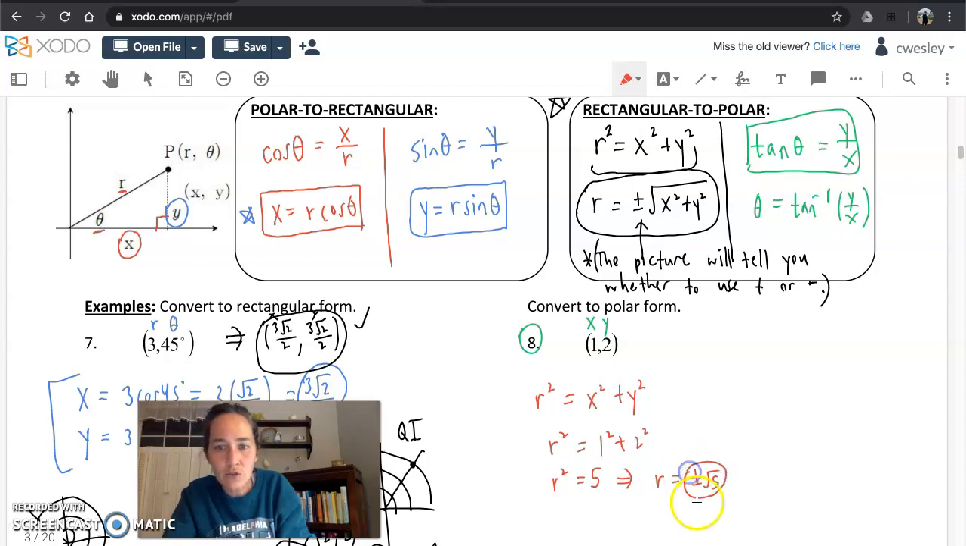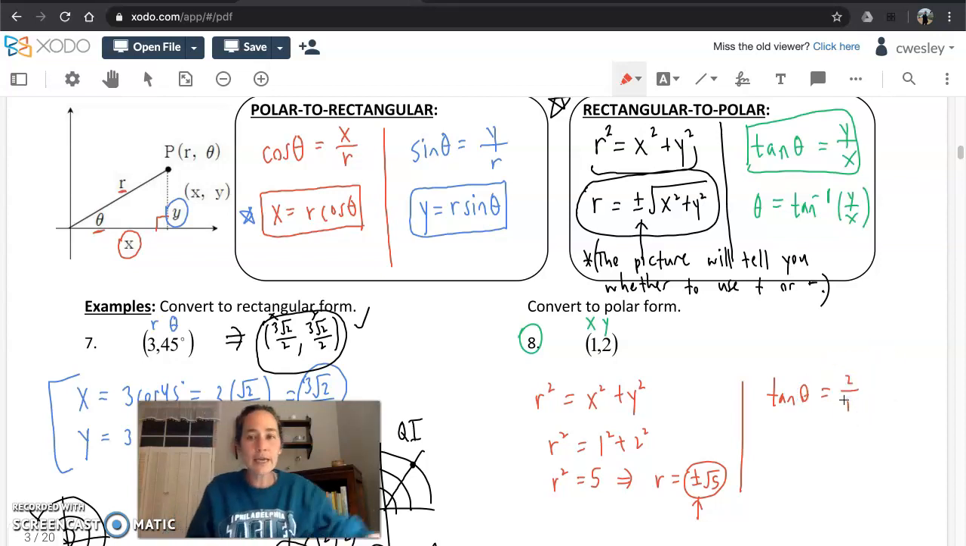The one we end up choosing will put us in the correct quadrant for the picture, because we know there's other ways to name these same exact set of points in polar coordinates. Let's go get theta and use tangent to do that. So tangent of theta equals y over x, so 2 over 1.